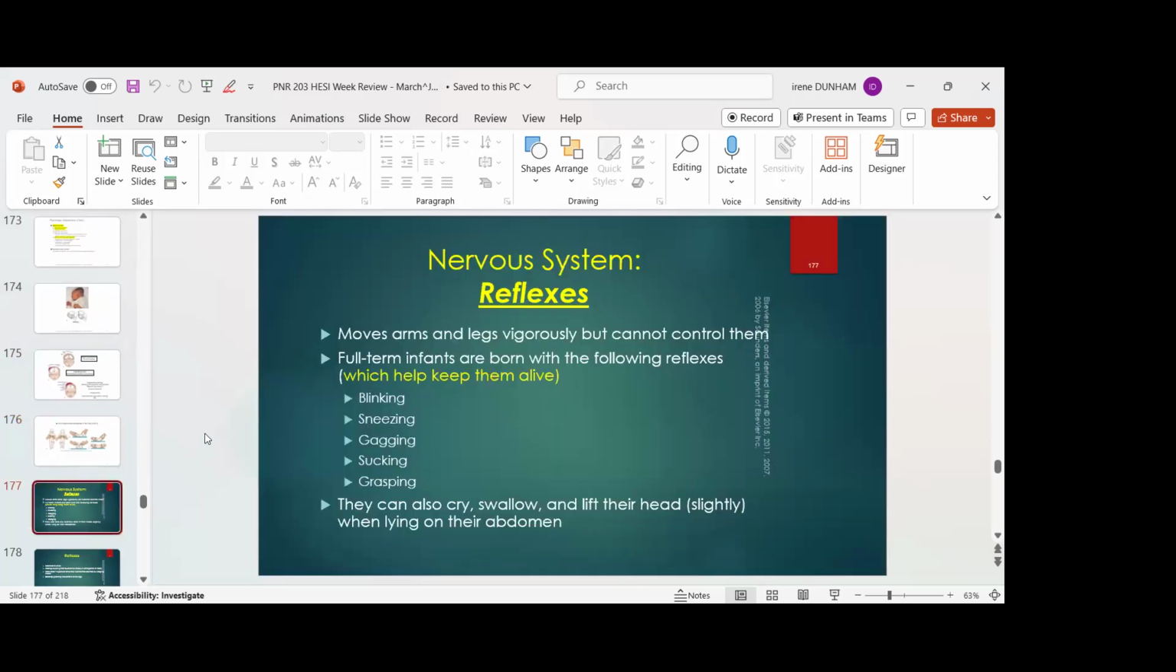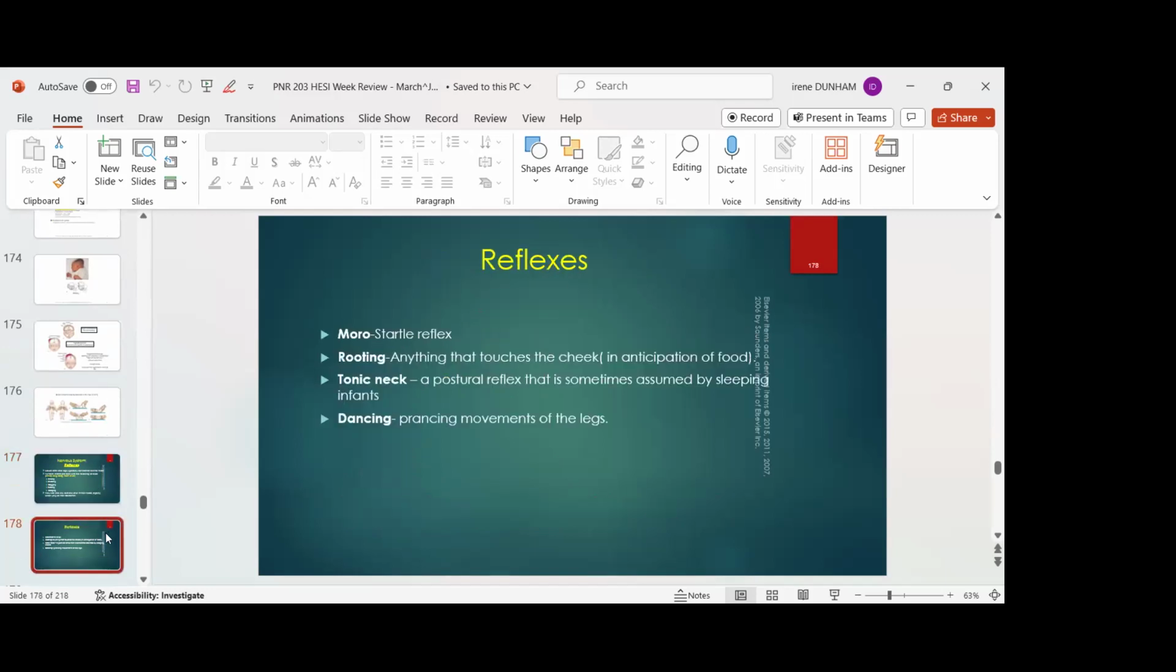Let's go over nervous system reflexes. Usually they have a couple questions on reflexes of the baby, and they go over which ones keep the baby alive. So you think about blinking, sneezing, gagging, sucking, and grasping. They also can cry and swallow and lift their head slightly when lying on their abdomen. But you think about it, these babies have to have these kinds of reflexes in order to keep them alive. So there may be a question on that.